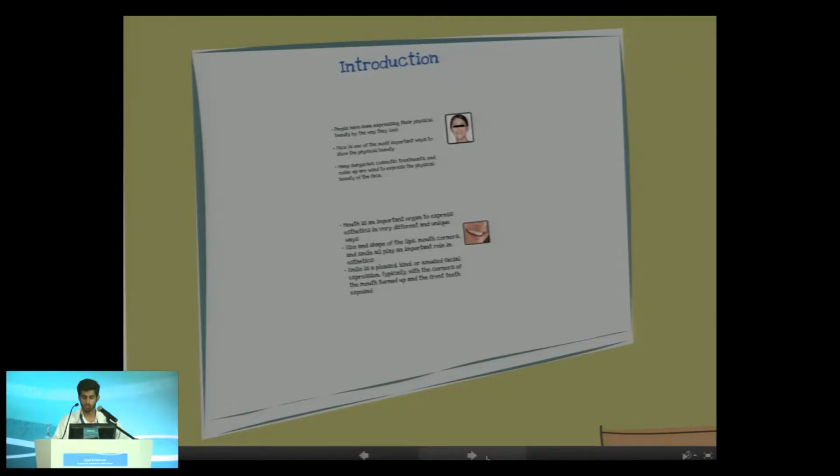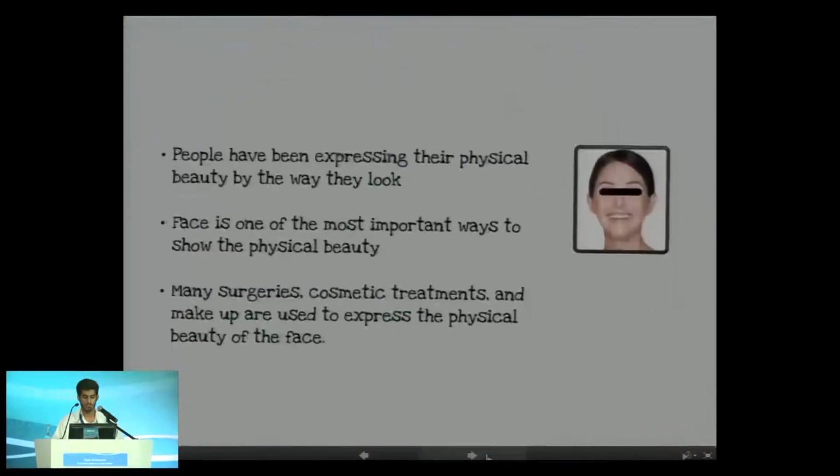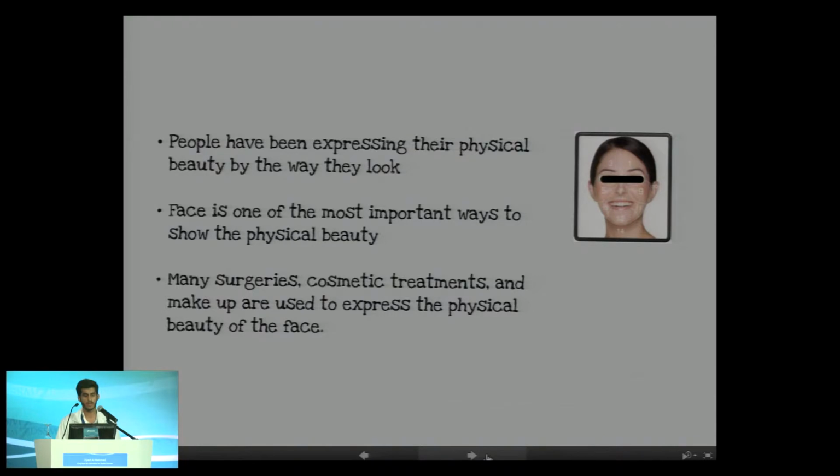To start with the introduction, all people express their beauty differently. Some people may express their beauty by the way they look, some by the way they behave. And when you think about the way they look, you need to think about the facial appearance, which has many components. People have been expressing their physical beauty by the way they look. The face is one of the most important ways to show physical beauty. There are many surgeries, cosmetic treatments, and makeup used to express the physical beauty of the face.